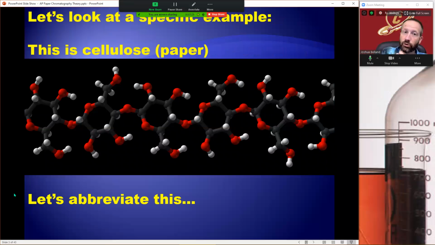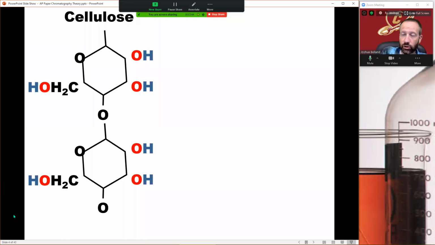We're going to talk about paper chromatography. So here's what paper looks like. This is cellulose, the macromolecule. Doesn't that look lovely? This is a small piece of the huge chain that is paper. Well, we're going to abbreviate this so we can make it easier to talk about. So here's just two little parts, okay? Two monomers of that polymer going on here.